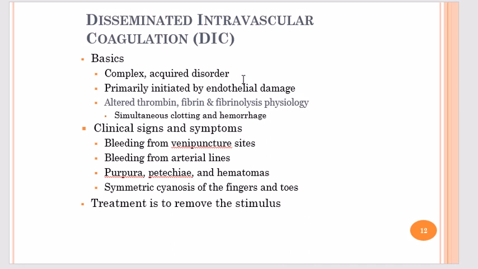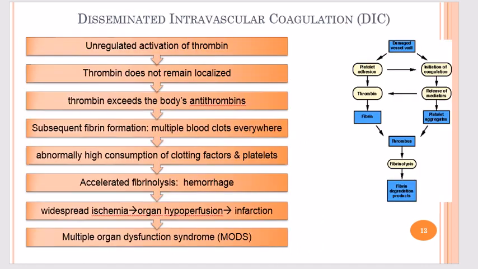And the treatment for it is usually to remove the stimulus or whatever other condition is leading to the presentation of DIC. Some clinical signs and symptoms include bleeding from venipuncture sites that you normally shouldn't, bleeding from arterial lines, purpura, petechia, and hematomas. Sometimes you'll see little pinprick points on somebody where they're bleeding where they shouldn't be. And symmetric cyanosis of the fingers and toes, so reduction in the amount of oxygen to the distal regions, particularly the fingers and the toes. And again, the treatment is to remove the stimulus, whatever condition's causing the DIC.